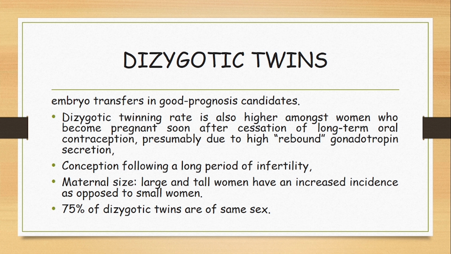Then maternal size. Large and tall women have an increased incidence as opposed to small, short women. Maternal size, obesity, and very tall women have an increased incidence of dizygotic twins. Again, it's nice to note that 75% of dizygotic twins may have the same sex, male-male or female-female.